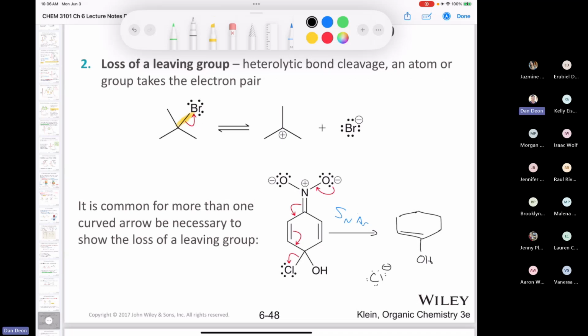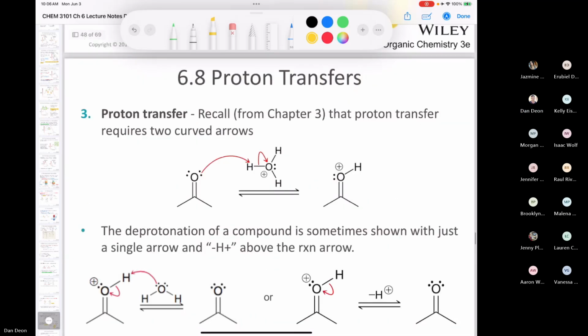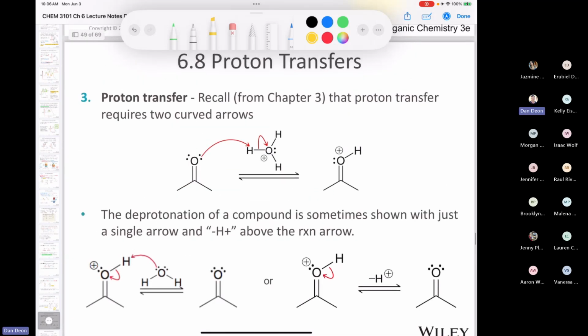We have a pi bond here, here, here. Then we have a single bond to our nitrogen. We have a single bond to this oxygen, which is negatively charged. And then we have a double bond over here, like this. There you go. So loss of leaving group. So the chloride is the leaving group in this case. Now, so that's a leaving group.